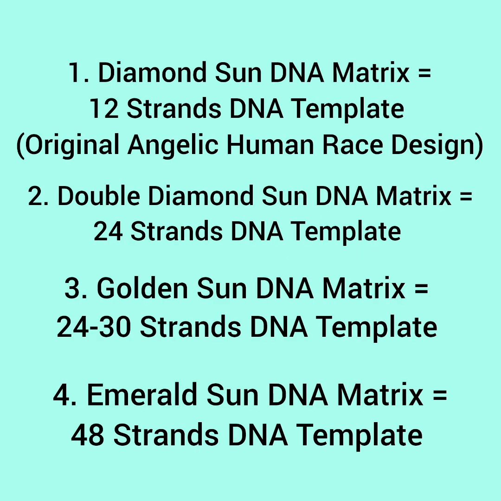So the first one is Diamond Sun DNA matrix, which is 12-strand DNA template, original angelic human race design. The second one is Double Diamond Sun DNA matrix, which is 24-strand DNA template. The third one is Golden Sun DNA matrix, which is 24 to 30-strand DNA template. The fourth one is Emerald Sun DNA matrix, which is 48-strand DNA template.